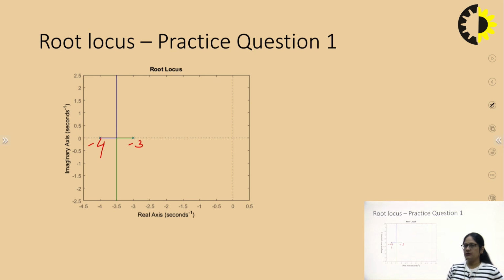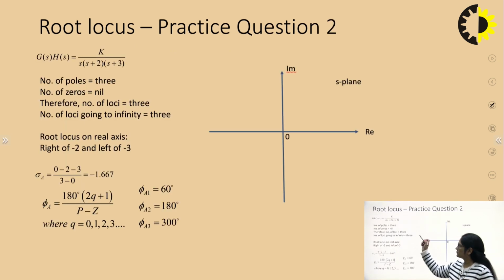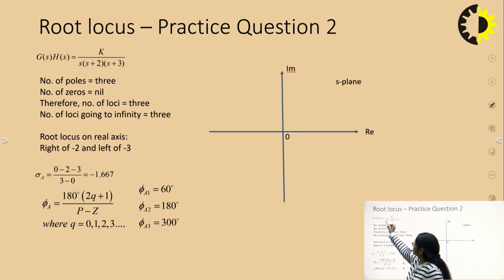Now we will take up the second example. In this example, we can see that we have one additional pole at the origin. So one pole is at the origin, then this at minus 2 and this at minus 3. So in the second example, we are considering two real poles and one pole at the origin.